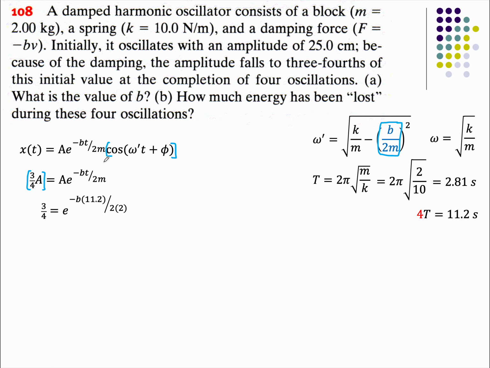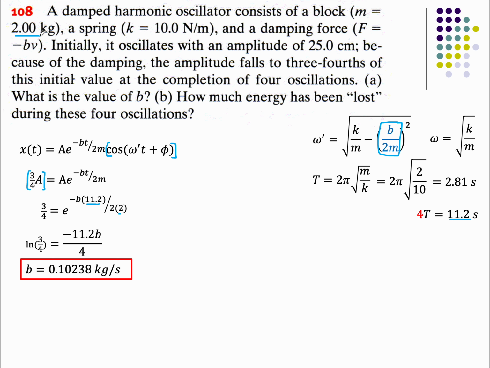Dividing both sides by the amplitude gives us this. We're plugging in the 11.2 seconds that we got from over here, and we're plugging in our mass, which is 2 kilograms from up here. Solving that, natural log of both sides gives us that. You can do a little bit of algebra, and you'll discover that b is 0.102 kilograms per second. I've added a few more decimal places here just to show you the difference.